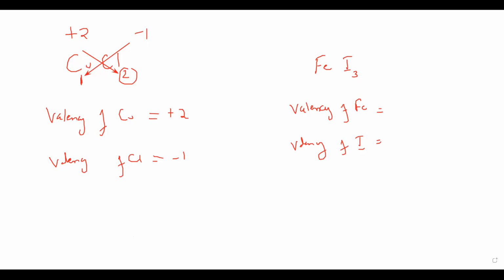Yeah, that's right. For iron, the number which is written with iodine is actually the valency of iron, and the number which is written with iron is actually the valency of iodine. And the first element will have a positive valency, and the second element will have a negative valency. Is it clear? Anyone having a doubt?